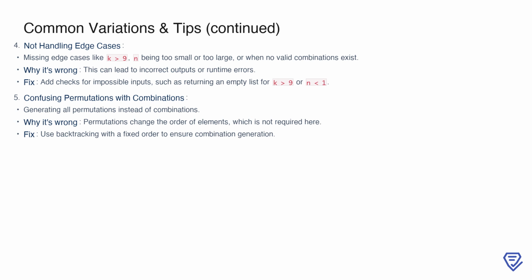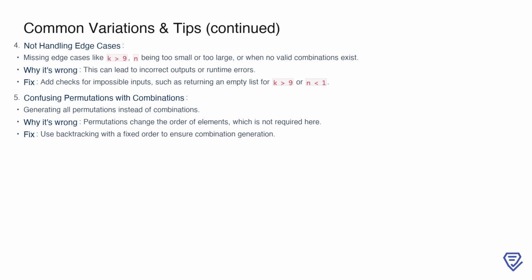Now, let's look at a couple more pitfalls. Not handling edge cases can lead to incorrect outputs or even runtime errors. For example, if k is greater than 9, or if n is too small or too large, there are no valid combinations possible. To address this, you should add checks for impossible inputs and return an empty list in such cases.